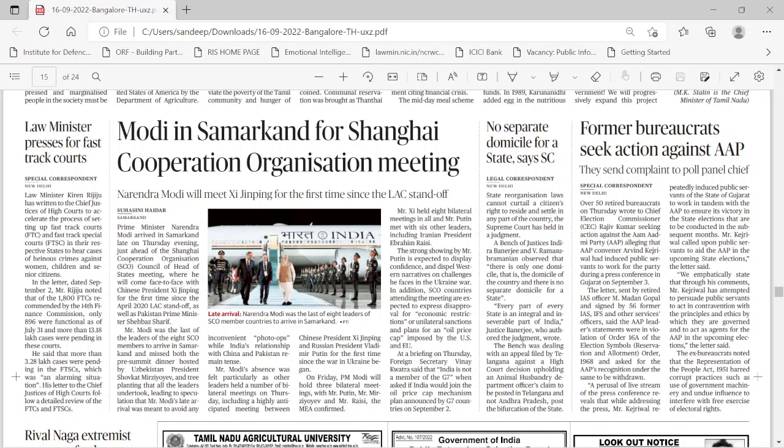No separate domicile for the state, says Supreme Court. Former bureaucrats seek action against AAP. See, let me just tell you this. From ethics point of view, this is very important. Now, Arvind Kejriwal is in Gujarat and he has said that all bureaucrats must support AAP and help us win the elections. Now, according to Code of Conduct for Civil Servants, this is in violation.